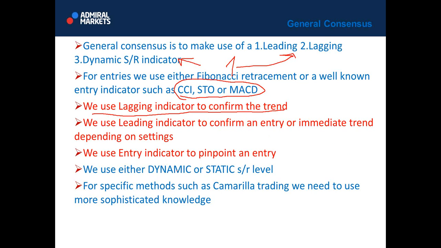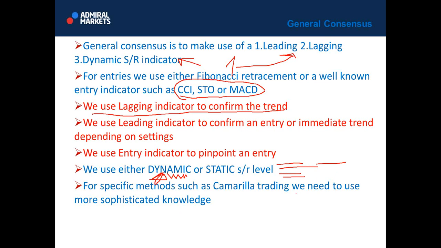For placing stop loss and target price, we use either dynamic or static support and resistance levels. We can use moving averages or Bollinger bands as dynamic support and resistance levels, or we can use static indicators such as Camarilla pivot points, daily or hourly pivot points, Woody pivot points, whatever.